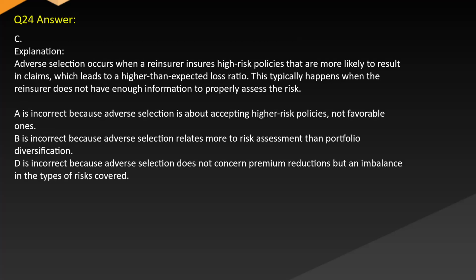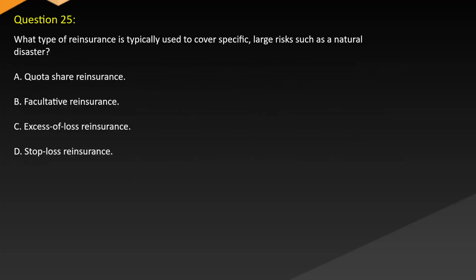Answer. C. Explanation. Adverse selection occurs when a reinsurer insures high-risk policies that are more likely to result in claims, which leads to a higher than expected loss ratio. This typically happens when the reinsurer does not have enough information to properly assess the risk. A is incorrect because adverse selection is about accepting higher-risk policies, not favorable ones. B is incorrect because adverse selection relates more to risk assessment than portfolio diversification. D is incorrect because adverse selection does not concern premium reductions but an imbalance in the types of risks covered.